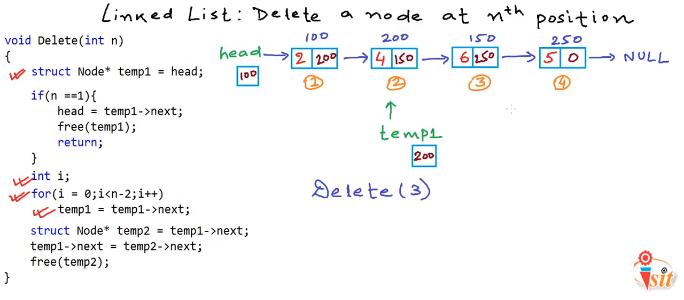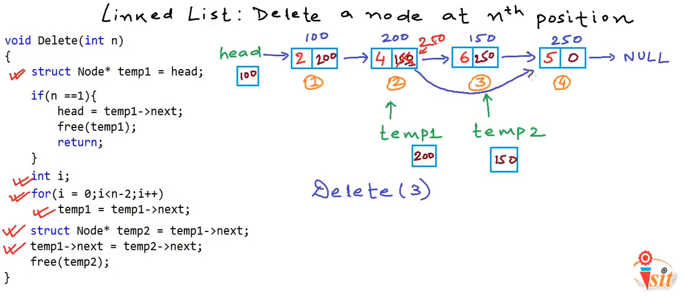N is 3 here. Now we create another variable, another pointer to node, temp2, and we set this guy as temp1.next. temp1.next is 150, so we set this guy as 150. So this guy points to the nth node or the third node. Now in the next line we are saying that temp1.next, this value which is 150 right now, is now temp2.next, address of the n plus 1th node or fourth node. So this guy will now be 250. So we are building this link and we are breaking this link.